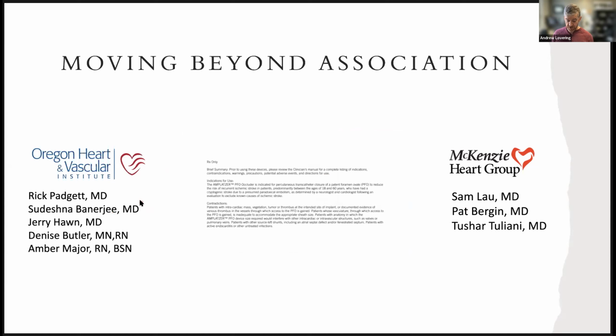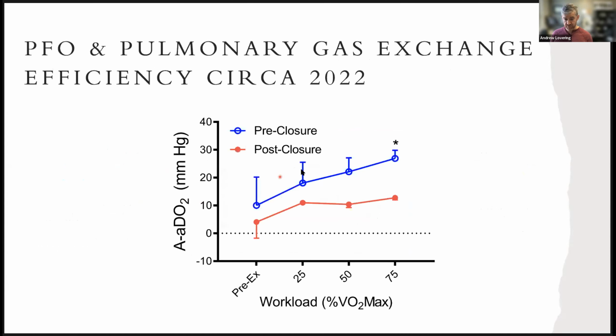So working with the local cardiologists in our group, we're now studying, Tyler, my grad student, is studying people pre-closure and post-PFO closure. So here again, we have the alveolar to arterial oxygen difference, which shows the pulmonary gas exchange efficiency. And you can see pre-closure in blue, the AADO2 is somewhere around 10, and then with exercise increases up to close to 30 millimeters of mercury. However, post-PFO closure, we see a substantial reduction in the AADO2, or an improvement in pulmonary gas exchange efficiency. And I will point out that there are error bars here. The numbers are just so tight you can't see them.